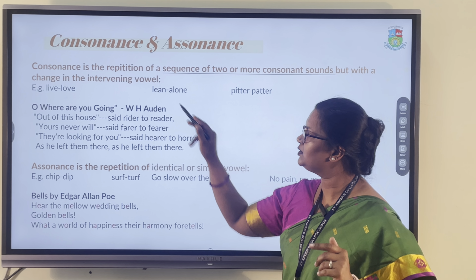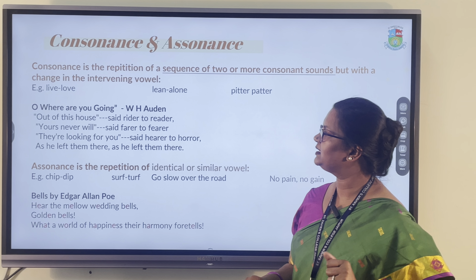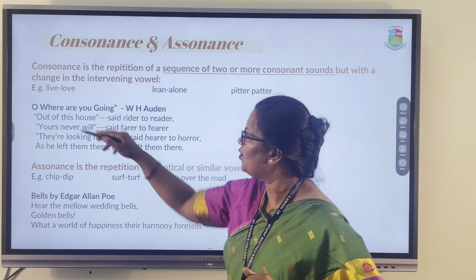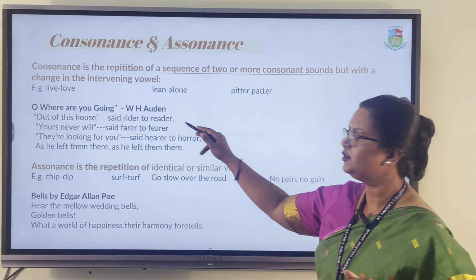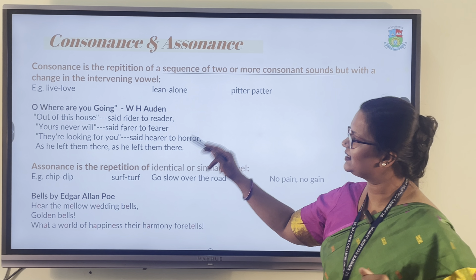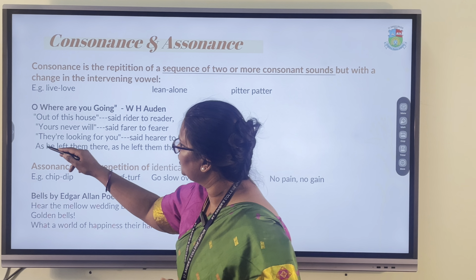Let's look at a more literary example, a famous poem by W.H. Auden. Oh, where are you going? Out of this house, said rider to reader. Pay attention to the r sound. Yours never will, said fairer to fearer. The f sound. They're looking for you, said hearer to horror. As he left them there, as he left them there.